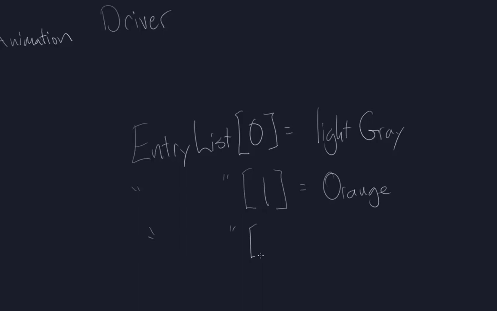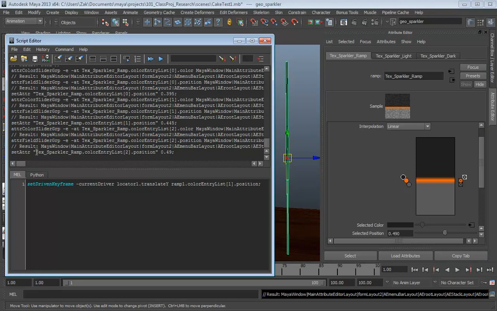Entry list 0 is light gray. Entry list 1, forgive me for not writing all that out again because I'm lazy, is orange. And entry list 2 is, we'll just call it black for now. I mean, you get the idea. That's charred. So now we know what each one of those are. Perfect. We also know the name of our entire object. So we could just take this whole thing, and this could automatically become our driven object.